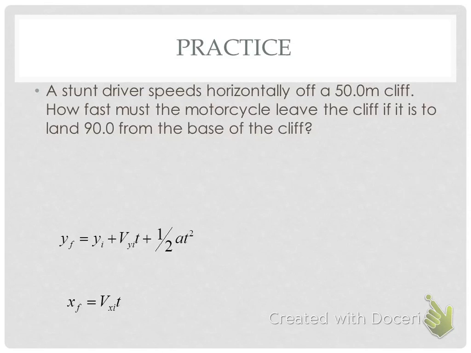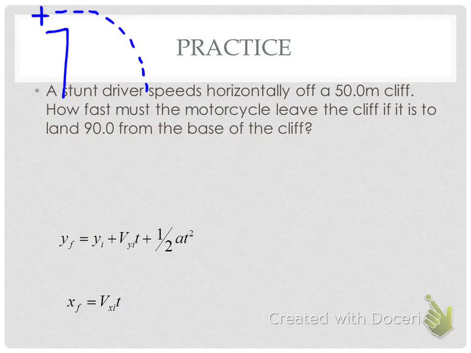All right, so let's go ahead and draw what we think's going on here. Okay, here's my cliff. He's going to leave horizontally, and then eventually fall to the ground. Okay, so as he's moving through the air, he's moving both horizontally and vertically. Okay, where is my origin going to go? Top of the cliff, right? Where the motion starts from. So that means my initial displacement in both the vertical direction and the horizontal direction is 0.